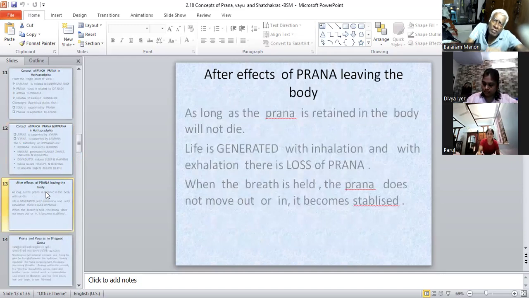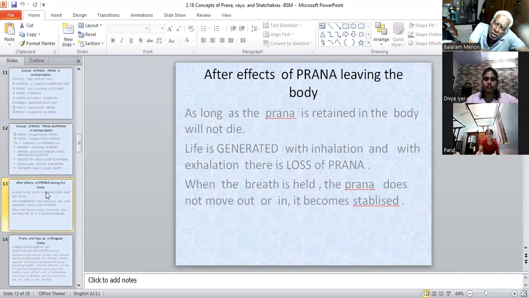After the effects of prana leaving the body, as long as the prana is retained in the body, the body will not die. Life is generated with inhalation, and with exhalation there is loss of prana. When the breath is held, the prana does not move, or it becomes stabilized.